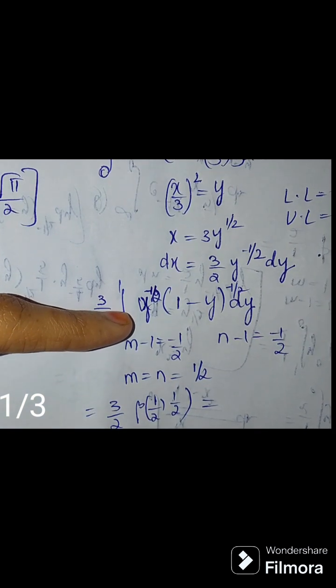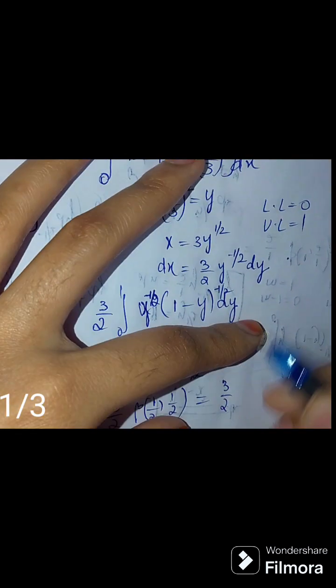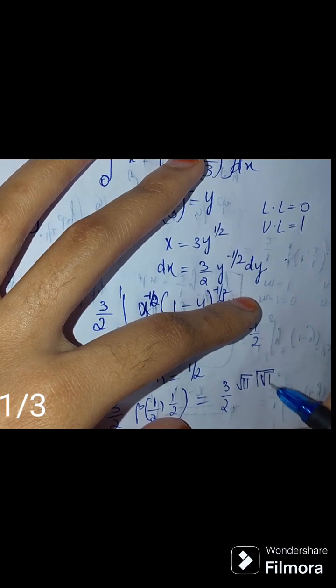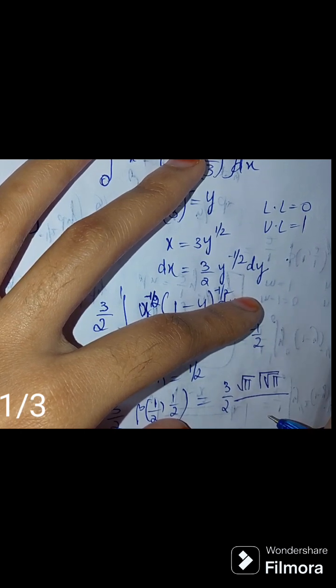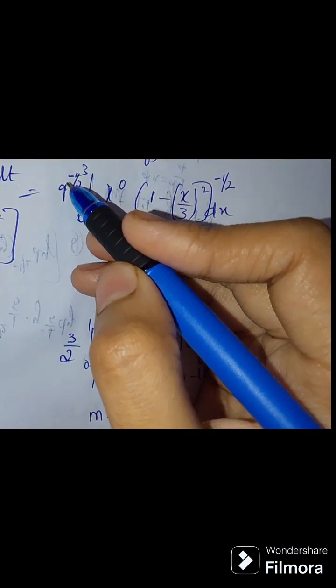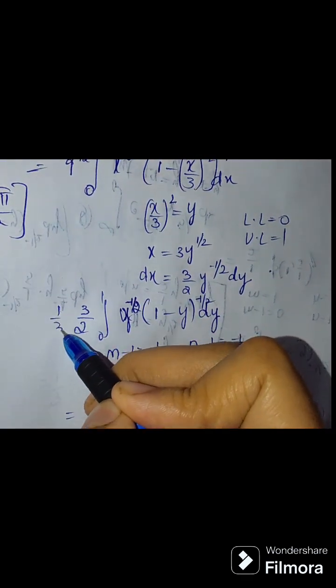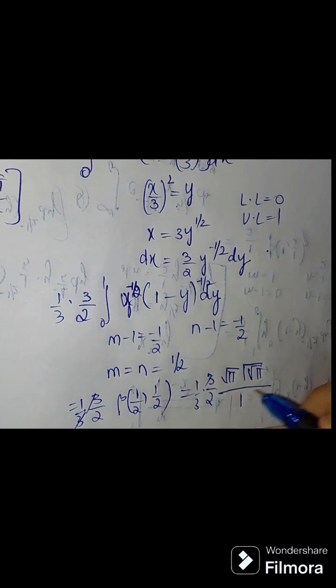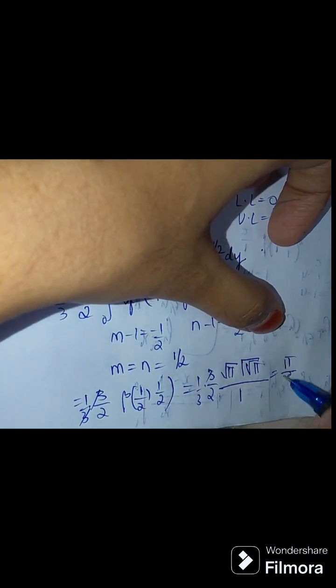which can be written as 3 by 2, gamma 1 by 2 is root pi, again gamma 1 by 2 is root pi, over gamma of m plus n, which is gamma 1, so it will be 1 only. Also here 9 power minus 1 by 2 means 1 by root 9, so I will be getting 1 by 3. So it will be 1 by 2 pi, so pi by 2 is your answer.